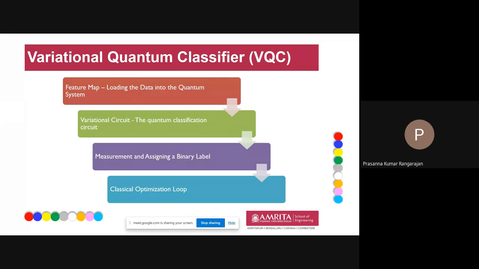So here is an example of a concept called VQC, variational quantum classifier. In this, they have a feature map, they load the data into the quantum system, and as I told you, they produce a circuit which they call the variational circuit. This variational circuit will act as the quantum classification circuit. Once it is done, they go for assigning a binary label, since labeling is very important. Afterwards, they go for the classical optimization loop.